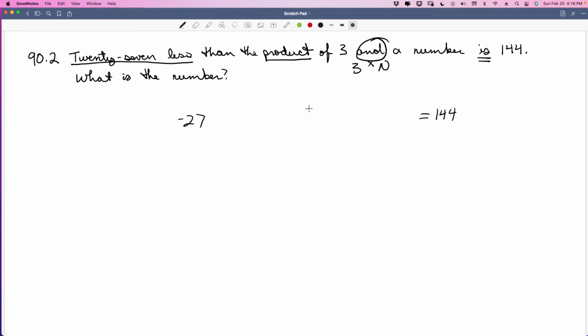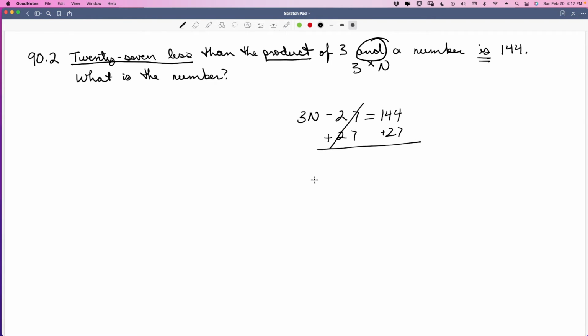So our equation is going to say 3n minus 27 equals, I'm going to move that over, 144. That is our equation. So we're going to solve for that equation. Now we have to get n by itself to find out what n is. So in order to do that, we've got to get rid of this negative 27. So let's add 27 to both sides to keep it equal and to get n by itself.